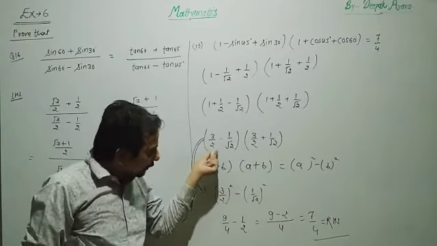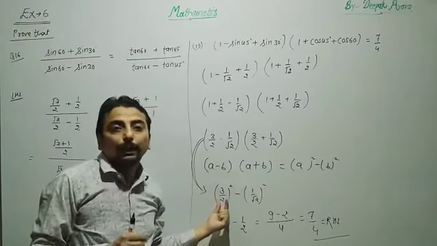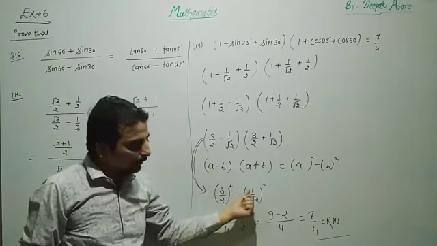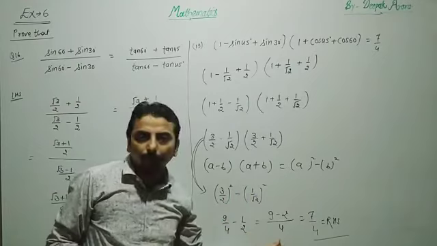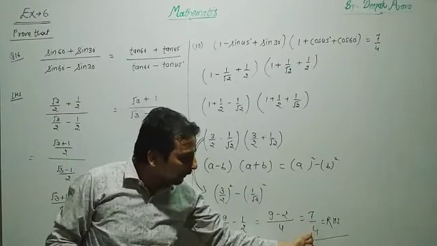So we have used this formula for this question. The square of 3 by 2 is 9 by 4, and the square of 1 by root 2 is 1 by 2. Then taking LCM 4, 9 minus 2 is 7 over 4, which is the RHS.